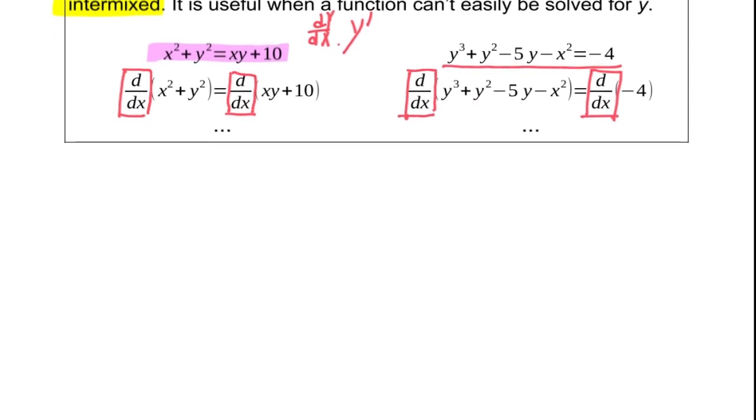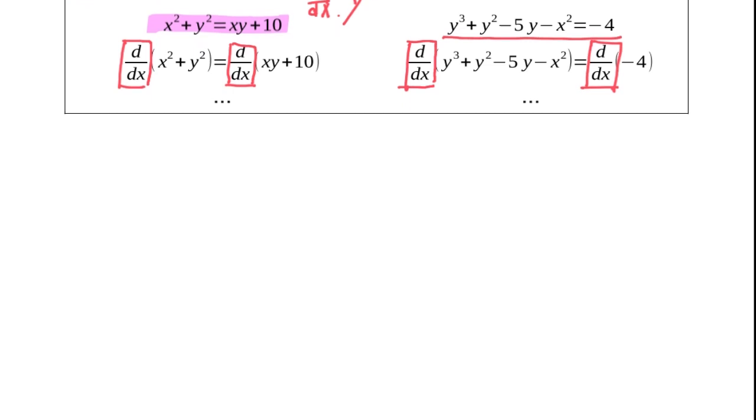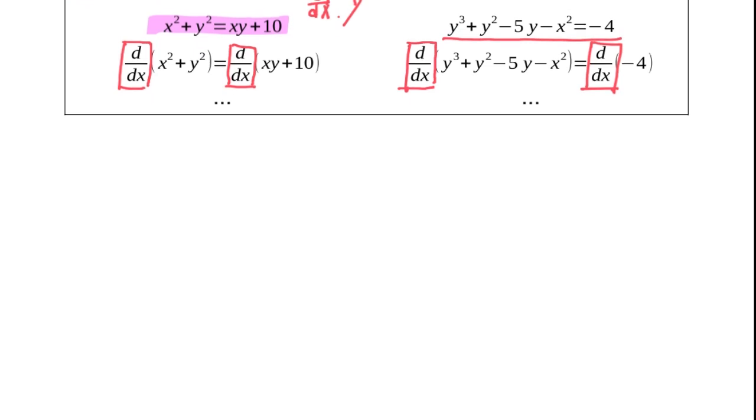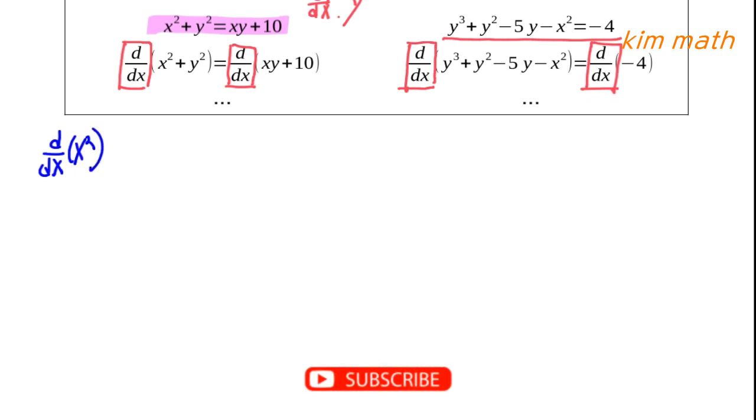So here, let me briefly explain how you can do it one by one. For example, if we have d/dx of x squared, what is it? This part is easy, right? Because you have x squared and the question asks us to find the derivative with respect to x, you can simply use the power rule, right? 2x. That's it. Good.